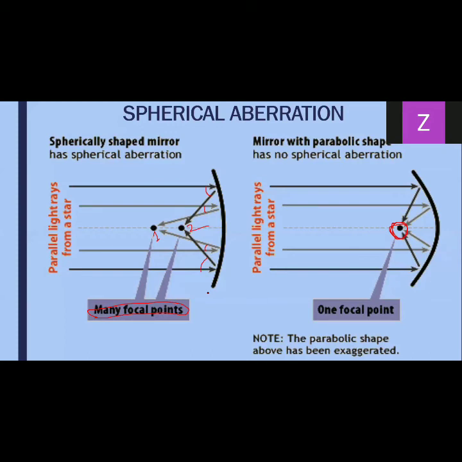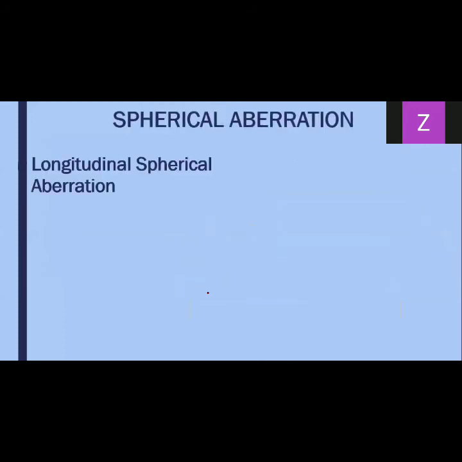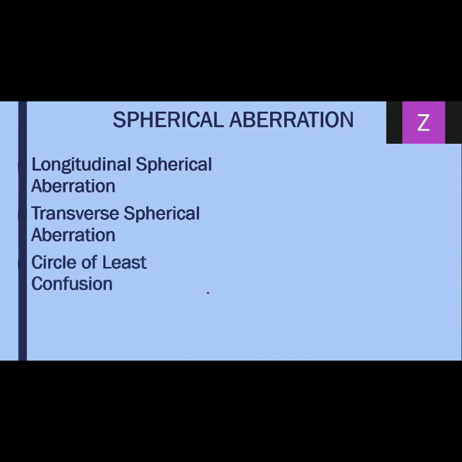Now, what types of aberrations do we generally get in case of spherical aberration? Deliberately, I have used these terminologies and the diagram. One we have as longitudinal aberration. Second, we have transverse aberration. And third, we have circle of least confusion. What does that mean? To give you some idea, ideally we have a concave shape over here.